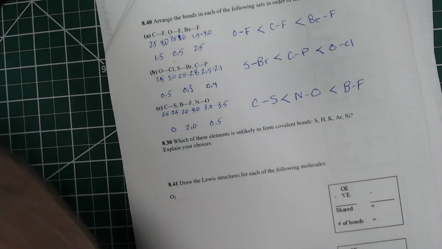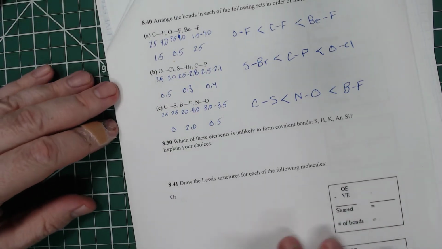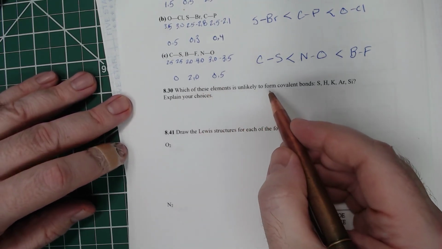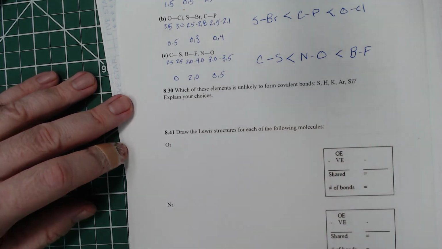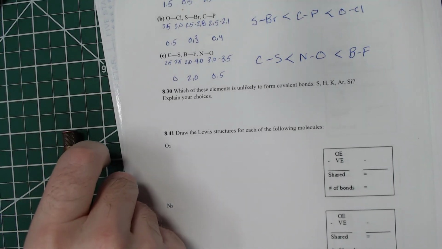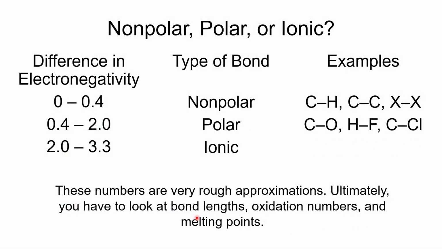All right, so now we want to use our common sense on these. Which of these elements is unlikely to form covalent bonds? Well, we'll find that most covalent bonds have at least one nonmetal attached. Now, that's not universally true, and I can explain why that is in one chart.